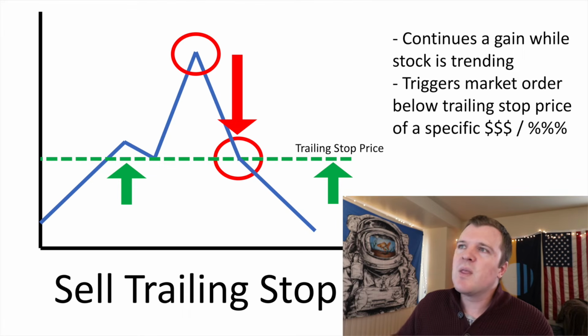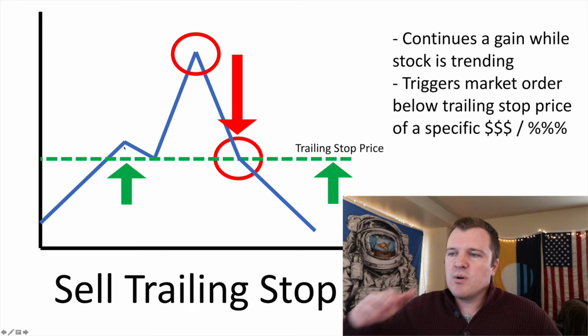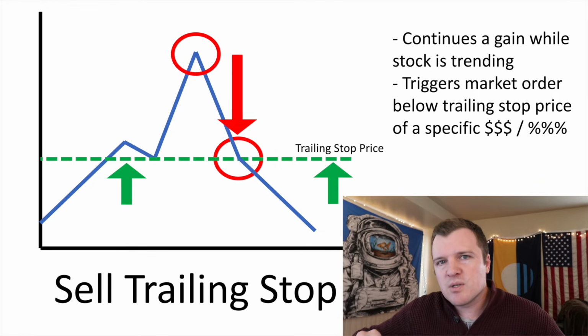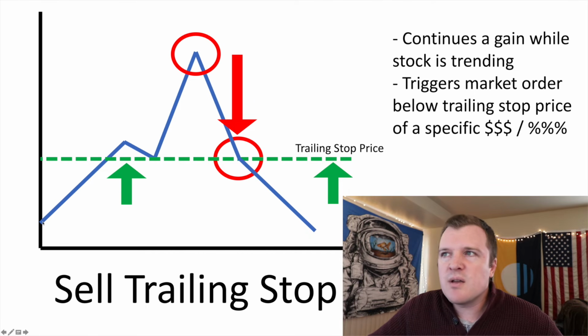percentage or a dollar. So let's pretend you say I'm going to put a sell trailing stop of $5 on this stock that I own. As the stock price goes up, your stop is always going to remain $5 below whatever the high was. So let's say it started here at 100 and then it went up to maybe 105. Well, 100 is now your sell trailing stop. So the green dotted line would be down here.